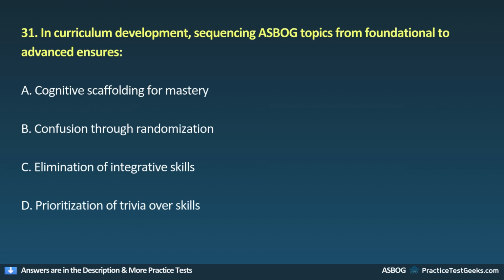31. In curriculum development, sequencing ASBOG topics from foundational to advanced ensures: A. Cognitive scaffolding for mastery. B. Confusion through randomization. C. Elimination of integrative skills. D. Prioritization of trivia over skills.